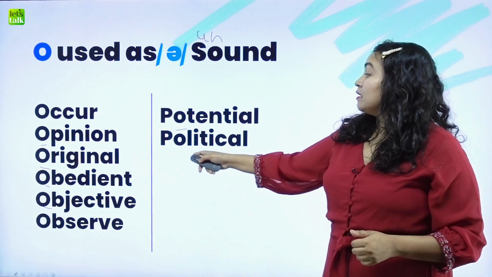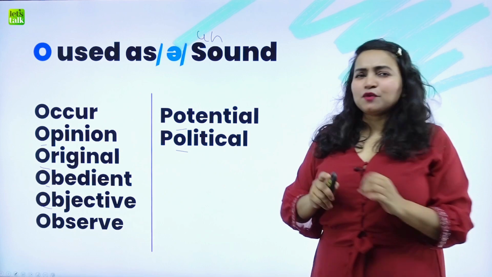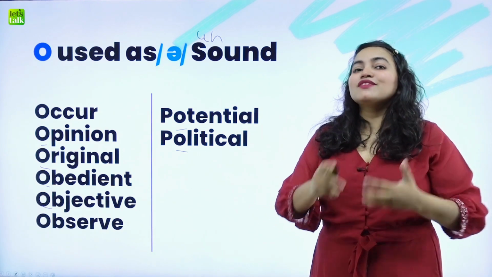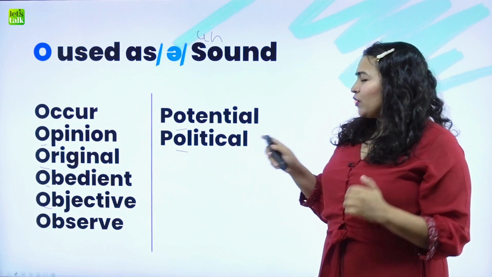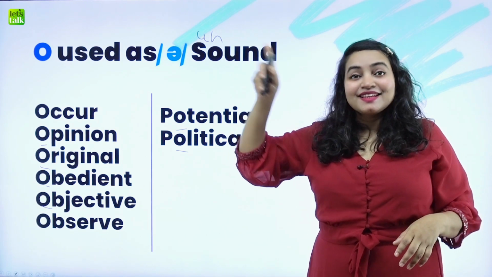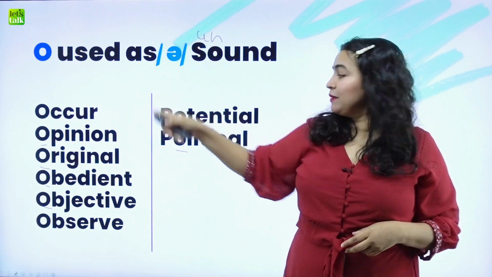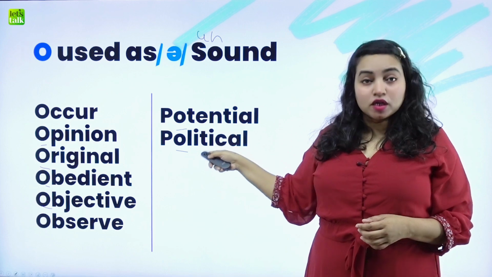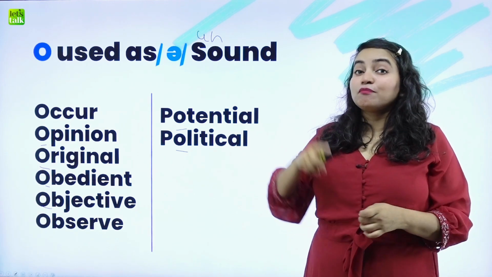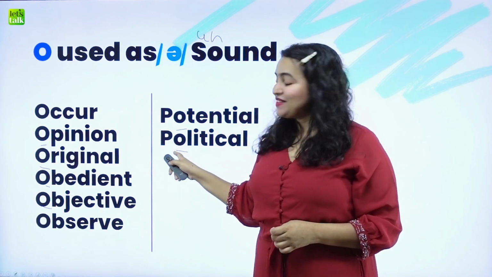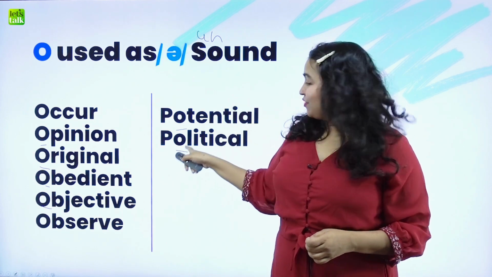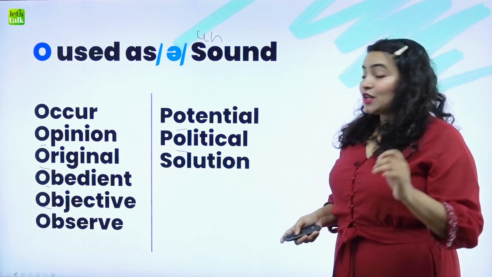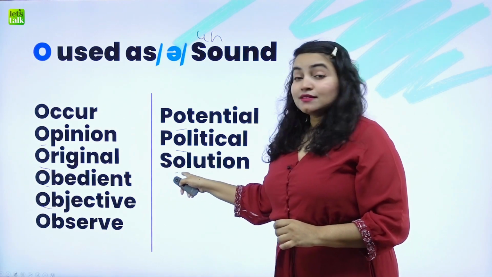Another one, political. Now let me tell you that some words could be from the same word family, but they don't have the same pronunciation. So when you look at a word called politics, it is paw. It is the aw sound because the o becomes an aw sound. However, when we look at the adjective form of politics, we don't say political, we simply say p. The o becomes an a sound. Political.